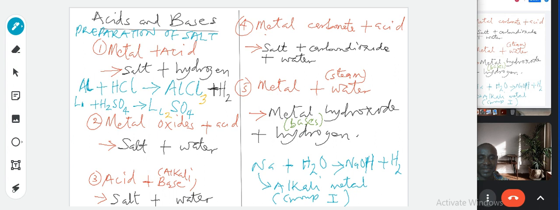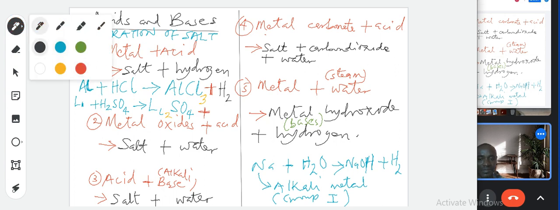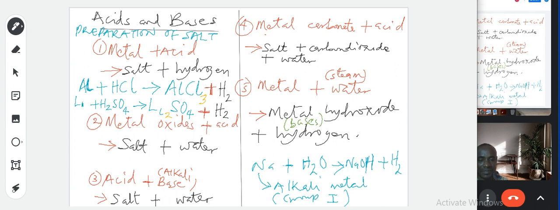Okay. Remember SO4 is 2 minus. Li is 1 plus. So we swap valencies. The 2 comes to Li, the 1 goes to SO4. So it becomes Li2SO4. Remember, plus hydrogen, isn't it? Because metal plus acid always gives salt plus what? What's the general rule? Metal plus acid gives you salt and hydrogen.